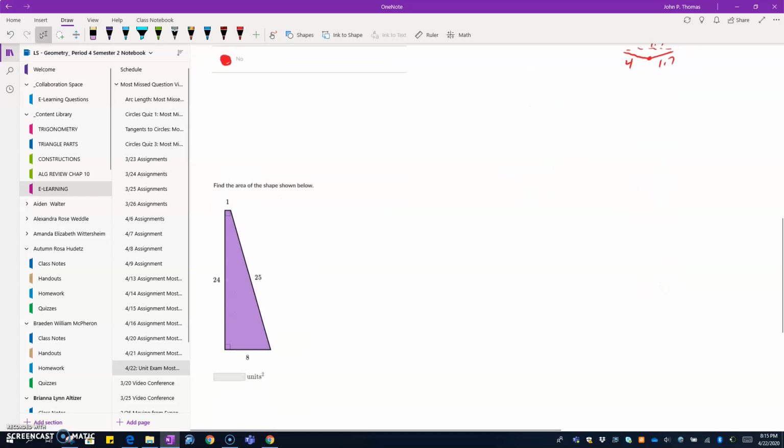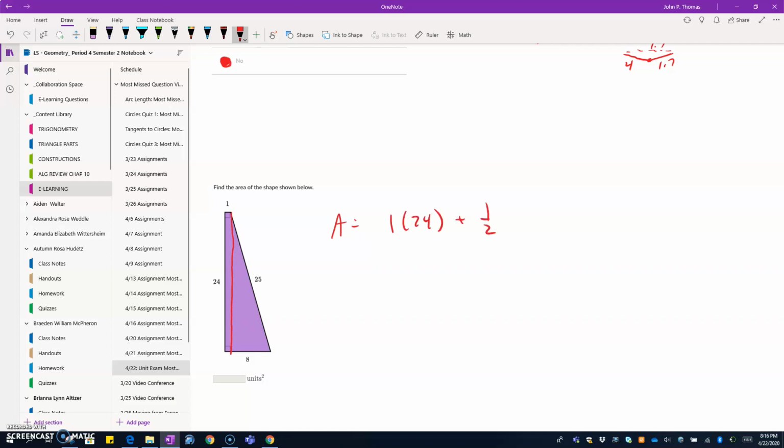Now the next most commonly missed one, we've seen quite a few like this. This is a composite area problem. We can split this into a rectangle and a triangle. I'm going to drop a vertical line down right there, and that's a 1 by 24. So our area is going to be 1 times 24 for the rectangle, plus 1/2 base times height for the triangle. The base of the triangle would be 7, because 1 of it is left over here on the side, and out of that 8, that leaves me with 7. The height on that one is going to be 24, because it's the vertical height forming a right angle with the opposite side.